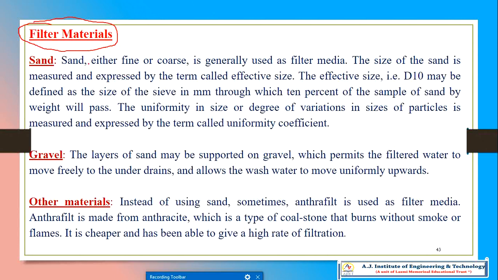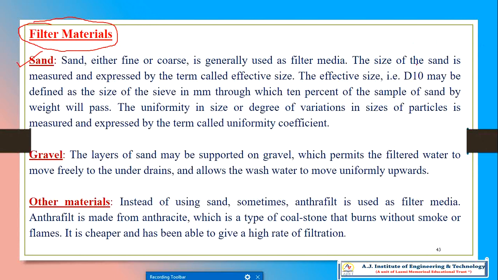The first one is sand. What is sand, and what is the technical name for sand, as a civil engineer? Sand is a fine aggregate. Either fine or coarse aggregate is generally used as a filter media in sand filters, whether slow sand, rapid sand, or pressure sand filter.